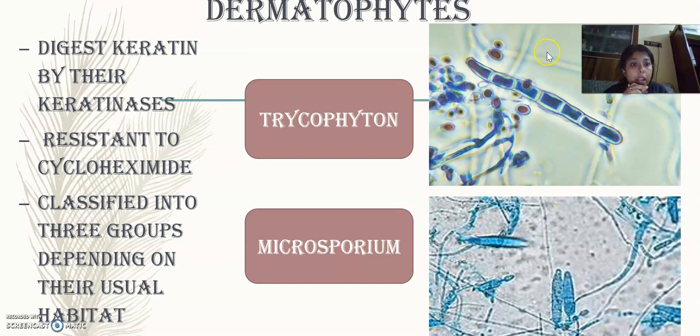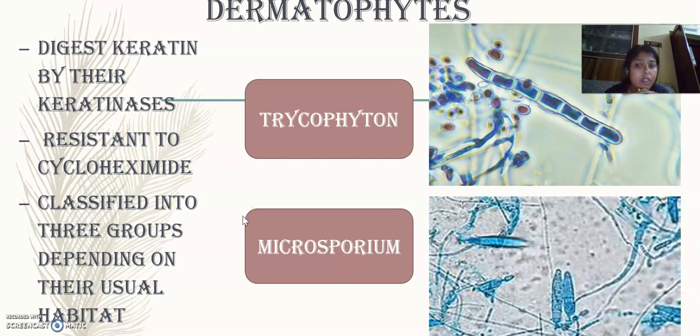Now, here are two pictures of organisms. See this one, which is an elongated rod-like structure. This is your Trichophyton. And these have spores-like structures. This is your Microsporum. So these are all dermatophytes, and they digest keratin by the enzyme keratinases, and they are resistant to cycloheximide.